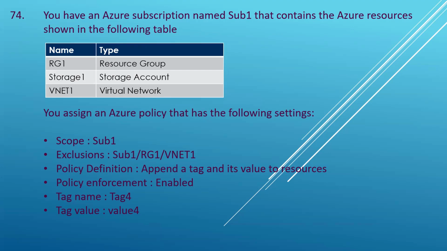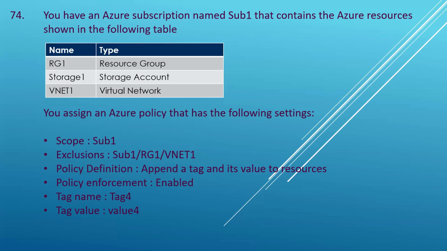You assign an Azure policy that has the following settings. Now you are assigning an Azure policy on this set of resources. The scope of the policy is Sub1, which is subscription 1. And there is an exclusion as well. The exclusion is applied at a resource level, and you can see VNet1 is excluded from the policy.